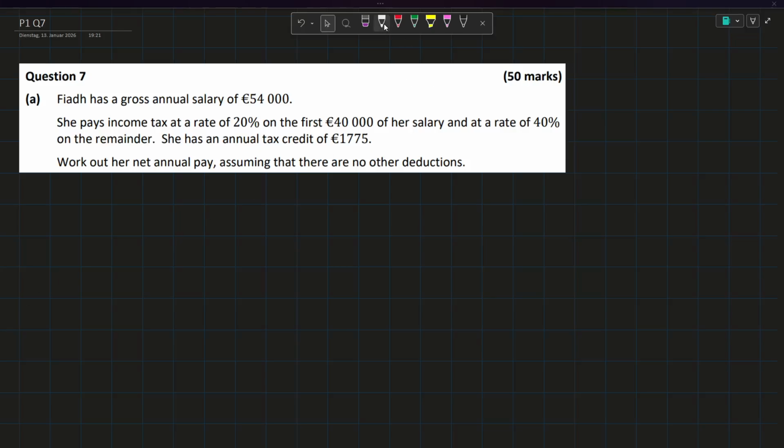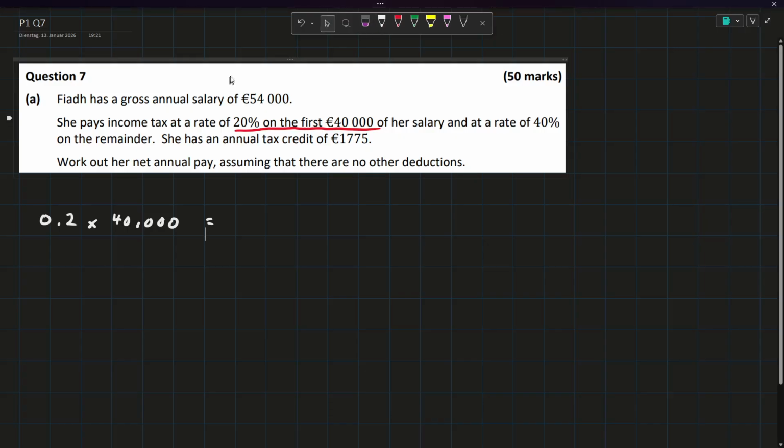This is 2024 Paper 1, Question 7, and we're given some information here, and we have to find the net annual pay. So we're told 20% on the first 40,000. Let's figure out what that is first. If we do 0.2 multiplied by 40,000, that's going to be the first part. And then we have to do 40% on the remainder.